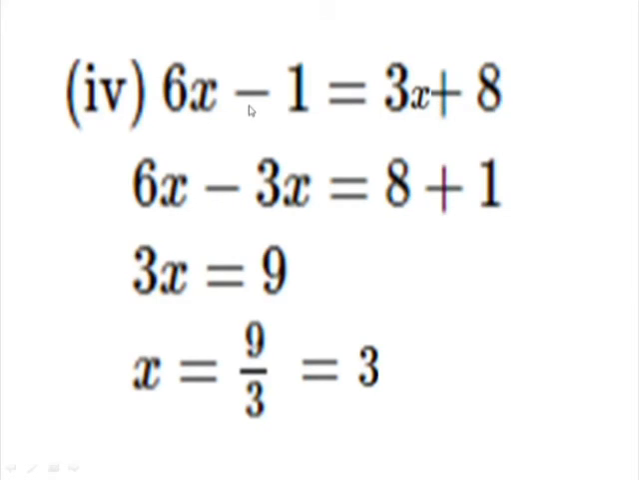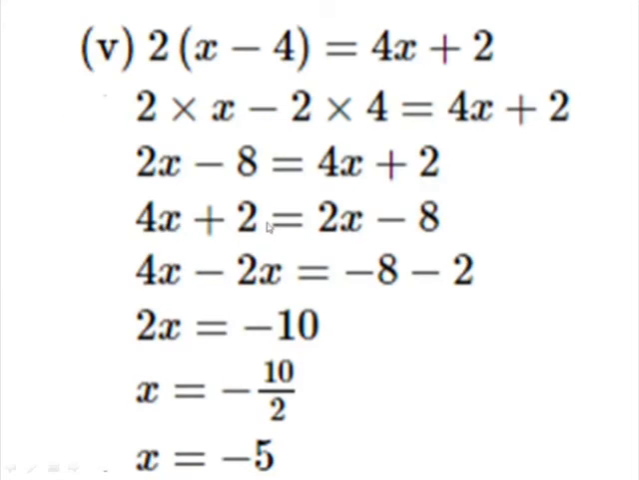Now 1 is in subtraction, so on the other side it will come in addition. So you will get here plus 1. Now 6x minus 3x is 3x and 8 plus 1 is 9. So x is equal to, you will get 9 upon 3. Now why have we written here 3 in the denominator? Because 3 is in multiplication, so on the other side it will come in division. Now when you divide 9 by 3 you will get 3. Hence solution of the equation is x is equal to 3.